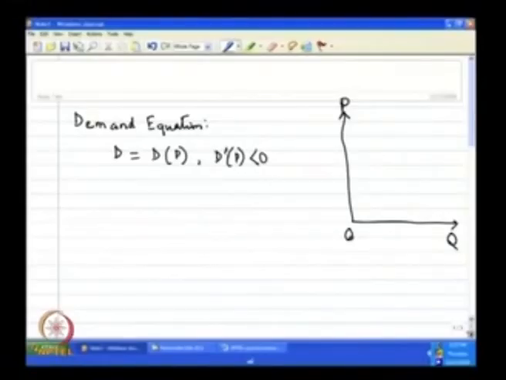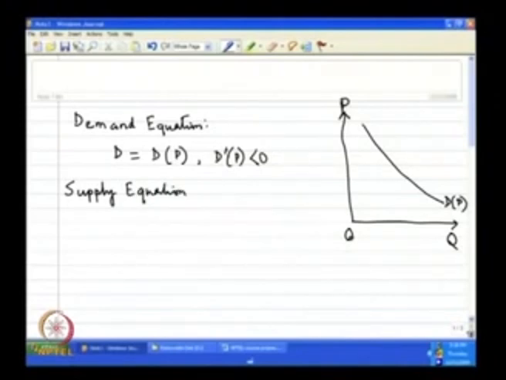Now, given the demand equation that we have written here, if I want to represent it geometrically, it will look like this, a downward sloping line, because the slope is negative, D prime P is less than 0. So this is the total demand in the market and how it varies as the price of the good changes. It's a downward sloping line. On the other hand, this is just one side of the market. There is also the supply side. On the supply side, we have the supply equation, which is S as a function of P.